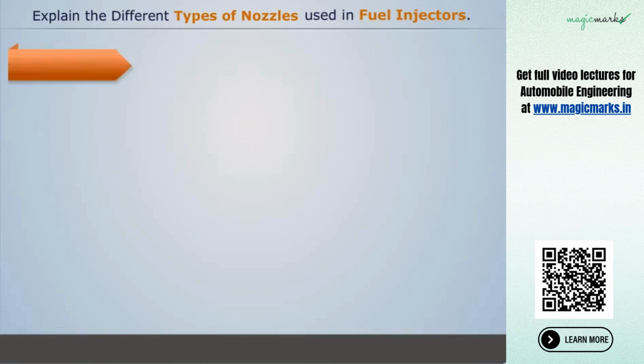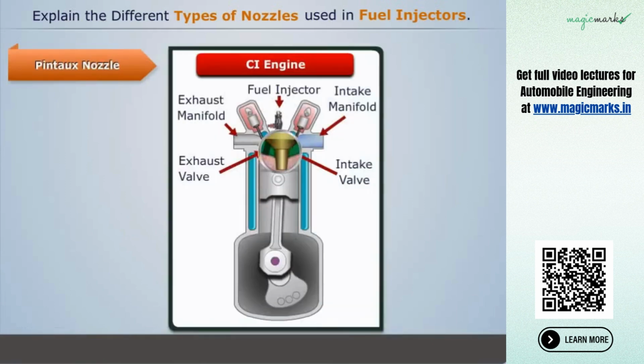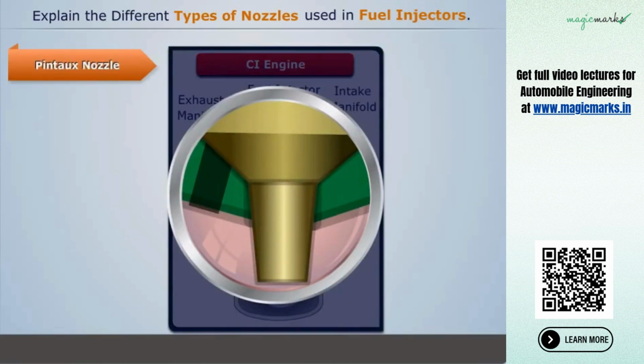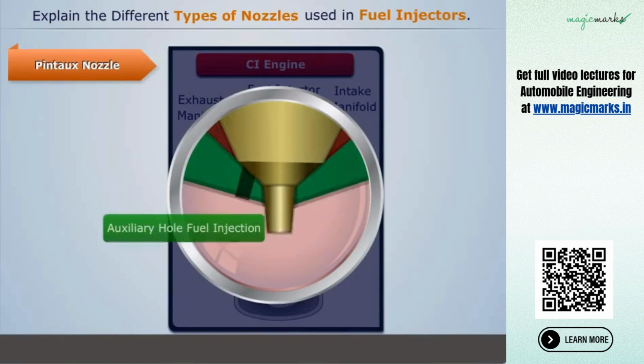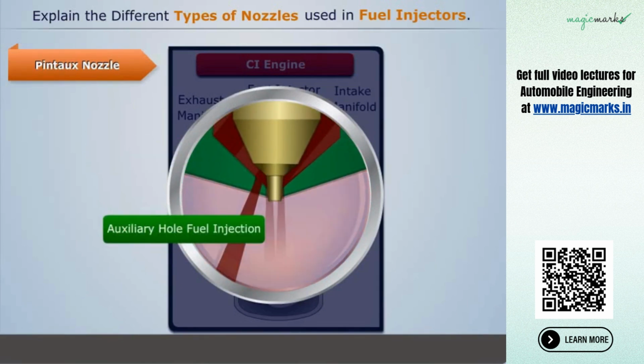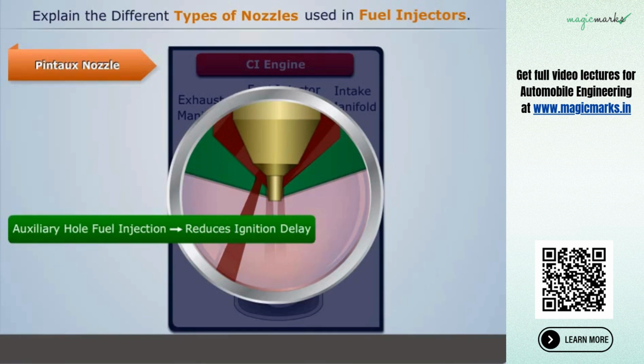Finally, let us discuss the Pintaux nozzle. It is a type of Pintle nozzle with an auxiliary hole drilled in the nozzle body, used to inject a small amount of fuel in the upstream direction prior to the main injection, which reduces the ignition delay period significantly.